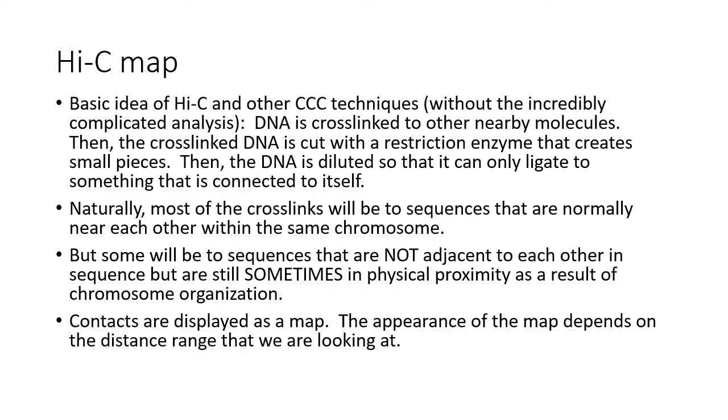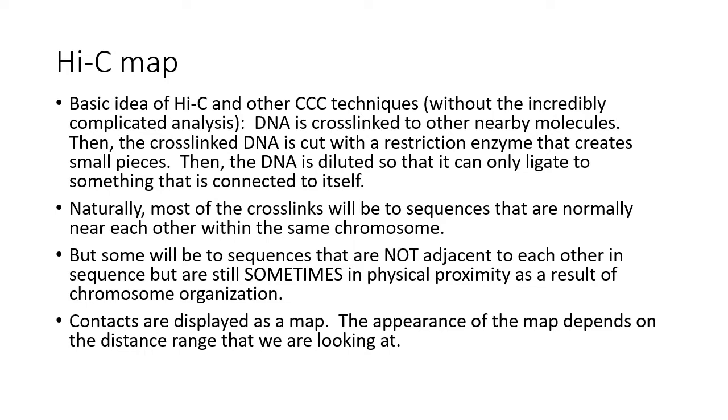Okay, so we're talking about a Hi-C map. The basic idea of this technique, without the analysis part, is that the DNA is cross-linked to whatever molecules are nearby itself. Then, in order to see what was interacting with what, we take the cross-linked DNA, cut it with a restriction enzyme that creates small pieces, and then dilute it so it can only ligate to something that's connected to itself.